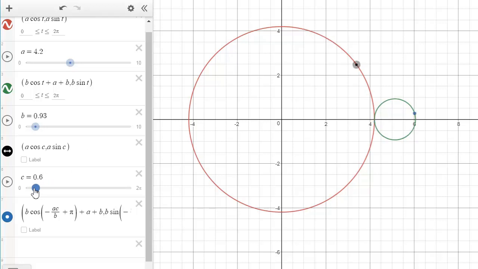So let me put it back to the start. Now look, one revolution of the small circle would equate to an arc length of this much. So you can see this is more realistic now because the two arc lengths are the same. If we force the two particles to have arc lengths that are the same, then it would be more realistic.